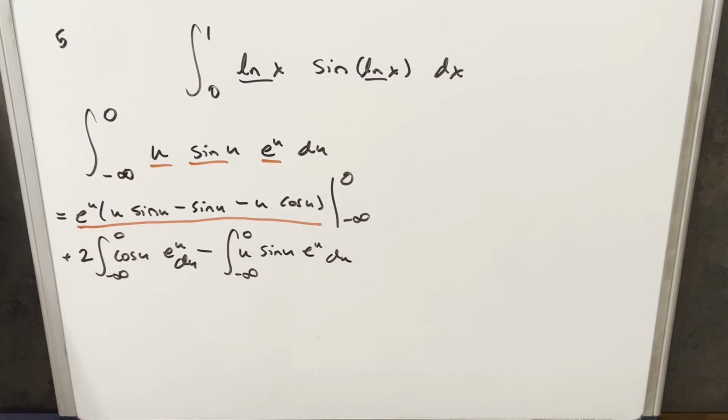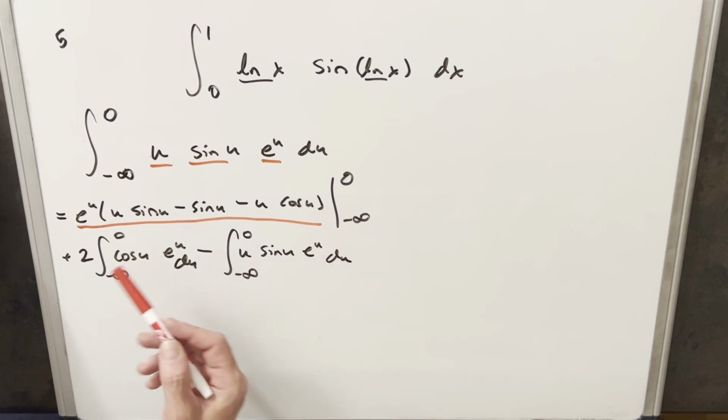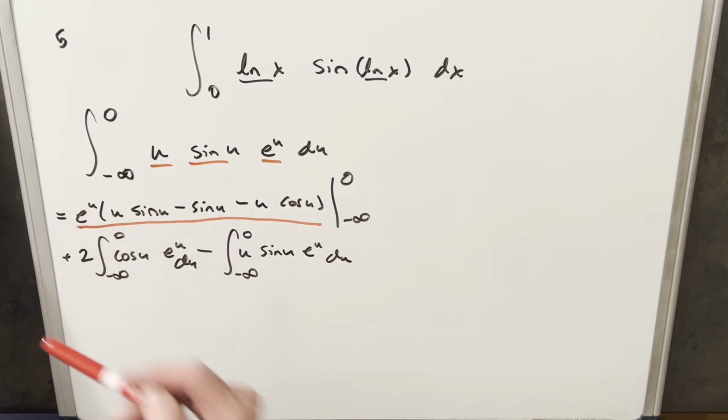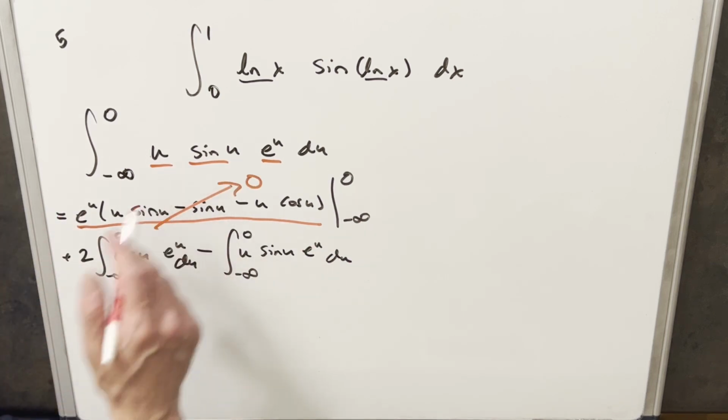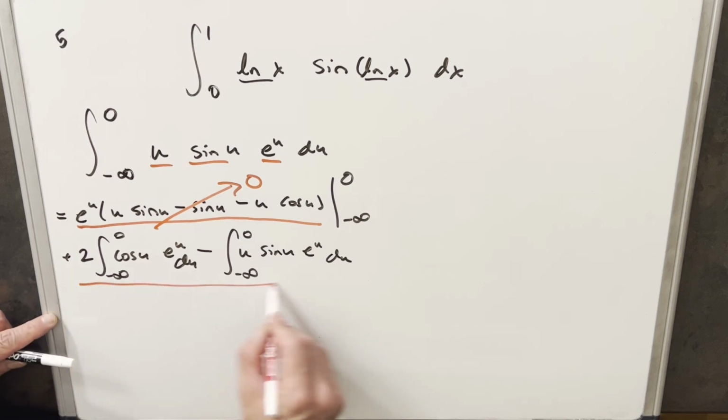So e to the minus infinity is going to 0. Technically, we should do a limit here, but you can see that for e to the minus infinity, that's going to be going to 0. So this whole thing here is going to 0, and we can just focus on these 2 integrals.